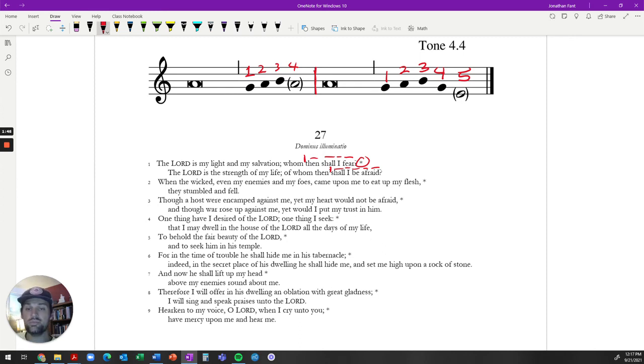The Lord is my light and my salvation, whom then shall I fear? The Lord is the strength of my life, of whom then shall I be afraid?